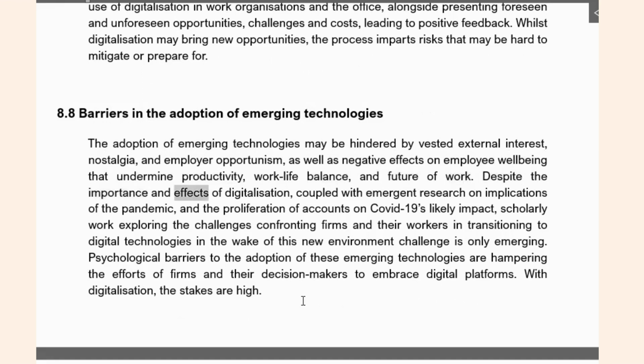Despite the importance and effects of digitalization, coupled with emergent research on implications of the pandemic, and the proliferation of accounts on COVID-19's likely impact, scholarly work exploring the challenges confronting firms and their workers in transitioning to digital technologies in the wake of this new environment is only emerging. Psychological barriers to the adoption of these emerging technologies are hampering the efforts of firms and their decision-makers to embrace digital platforms. With digitalization, the stakes are high.